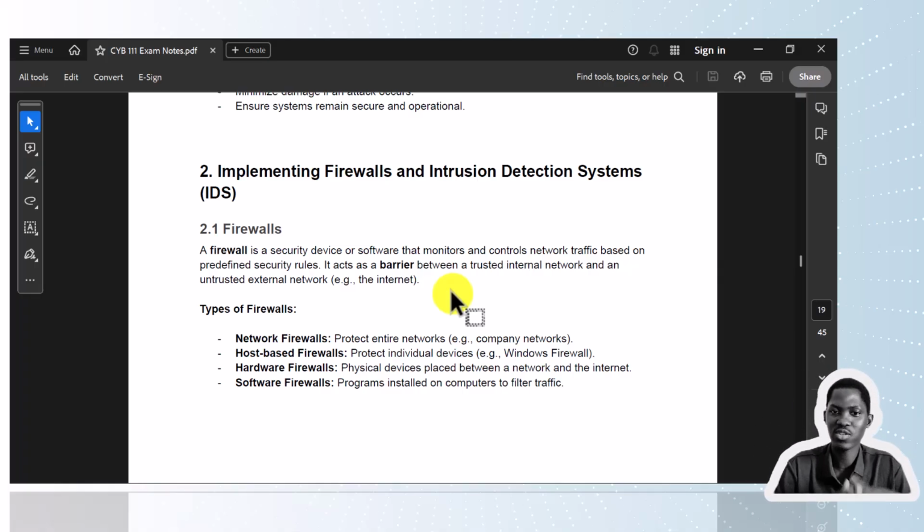Now, hardware firewalls are physical devices, security devices placed between a network and the internet. So they filter traffic between the internet and the network. They are physical devices, right? Now, we have software firewalls like the Windows Firewall that I showed you. These are programs installed on computers to filter traffic based on some predefined rules.